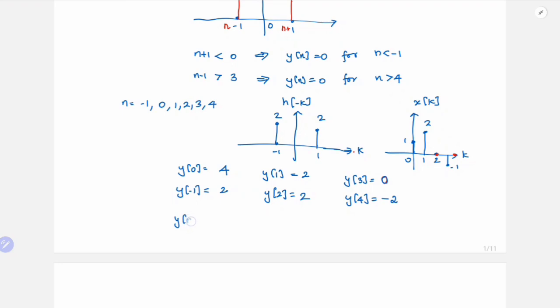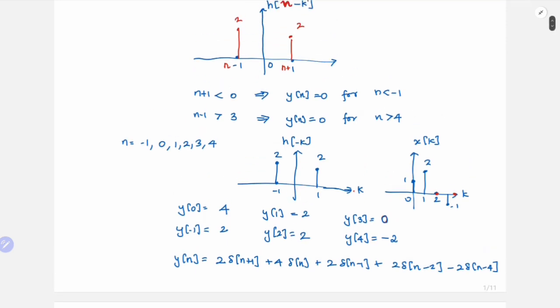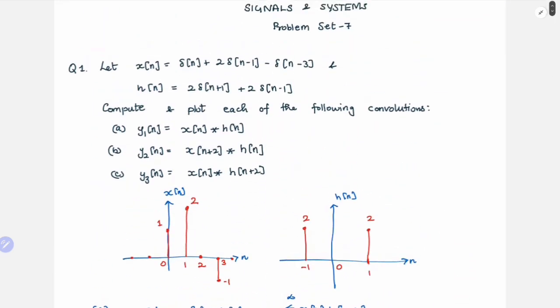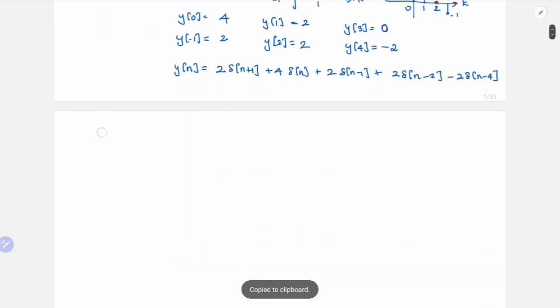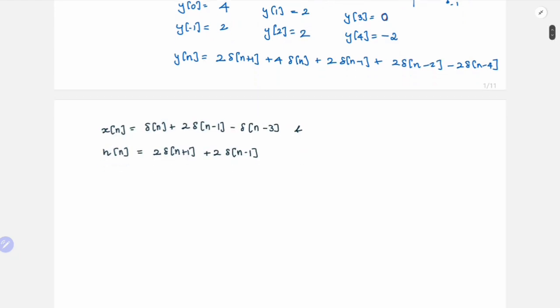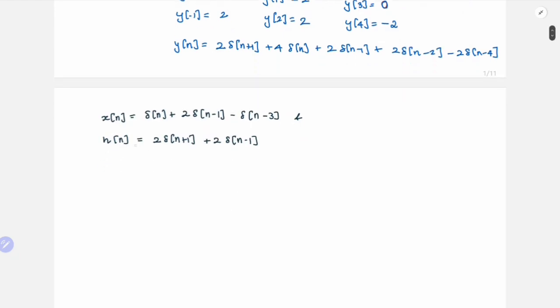So how you can represent this? So you have 2 delta of n plus 1 plus 4 delta of n plus 2 delta of n minus 1 plus 2 delta of n minus 2 and minus 2 delta of n minus 4. Okay, so this will be your answer. There is also another simpler way to do it. So let us take this. And this will be very helpful to convolve the delta functions.